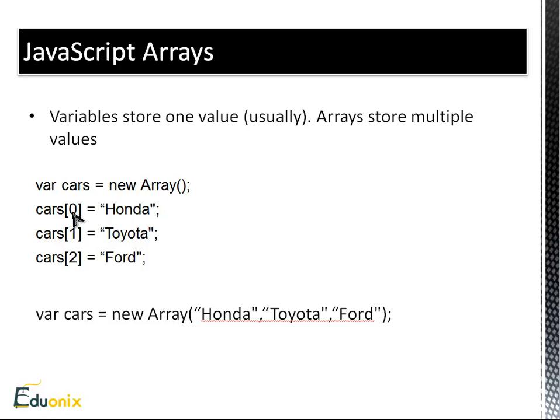Arrays always start with 0. It's a very important thing to remember. The second value is Toyota and the third is Ford. Now we can do the same exact thing in this format. We're saying var cars, so cars is a variable that holds an array, and here we're including the values in the array declaration. So this is Honda, Toyota, Ford. It's the same exact thing as this. If we write it this way, we can still access Honda with cars[0]. It's the same exact thing.